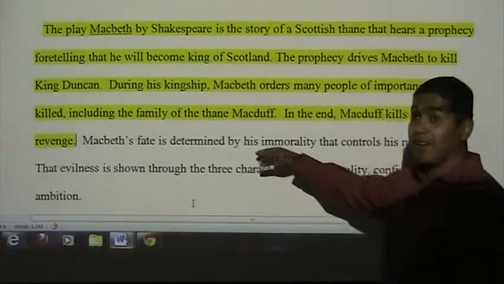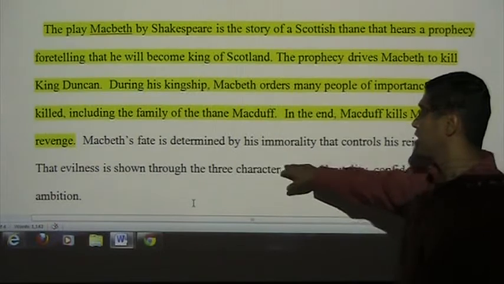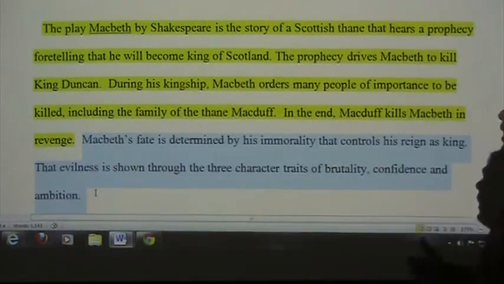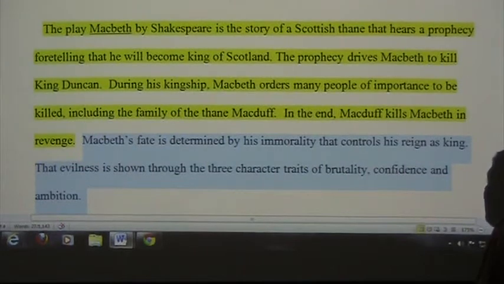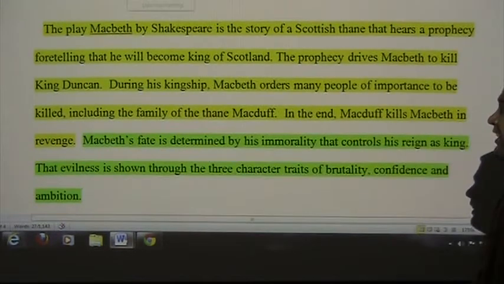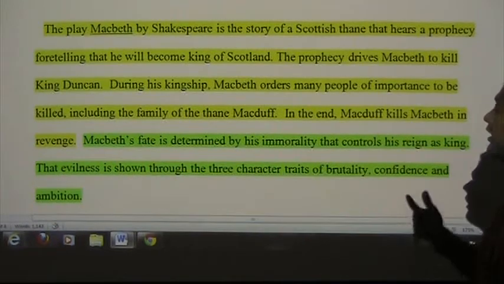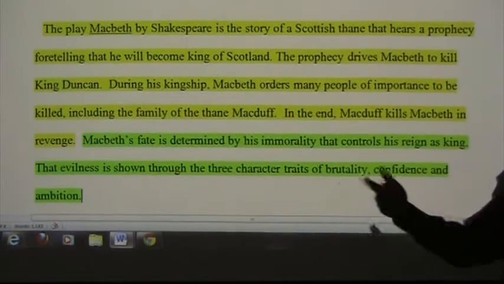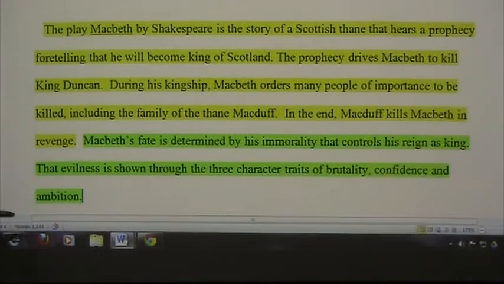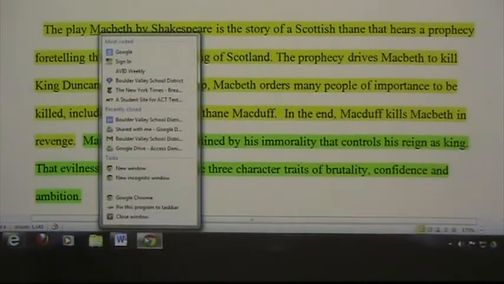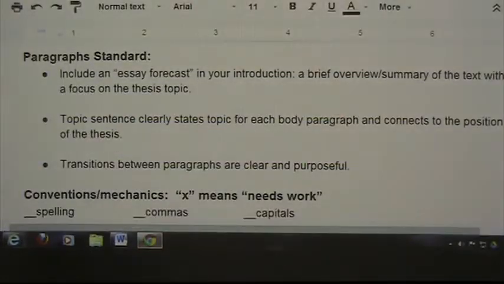Let's see how that leads into what Mr. Reichert's going to highlight here as the thesis statement. Macbeth's fate is determined by his immorality that controls his reign as king. That evilness is shown through the three character traits of brutality, confidence, and ambition. Let's look at thesis statement on the rubric for a second before we talk about why this is a pretty good thesis statement.